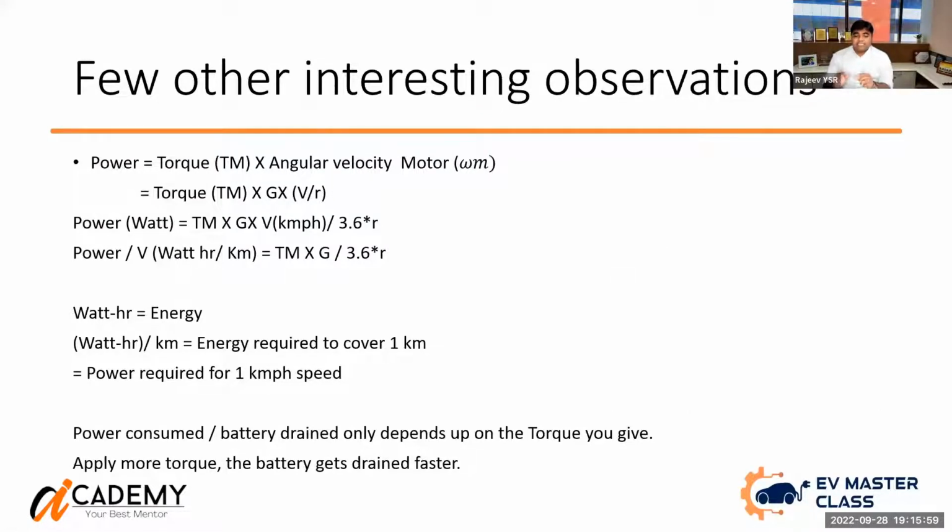Okay. Now this is very, very important, guys. Please focus here. Power is equal to torque into angular velocity. Power is equal to torque into angular velocity. Now, what is angular velocity? Angular velocity is nothing but the speed of the vehicle divided by the radius of the tire, correct? Angular velocity at the hub of the motor, at the center of the wheel.